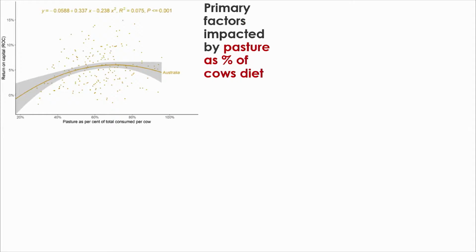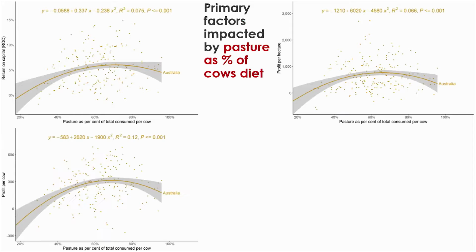So this relationship of diet pasture percent to return on capital is similar to the impact on profit per hectare and profit per cow, with decreasing diet pasture percent having an increasingly negative impact on profitability.